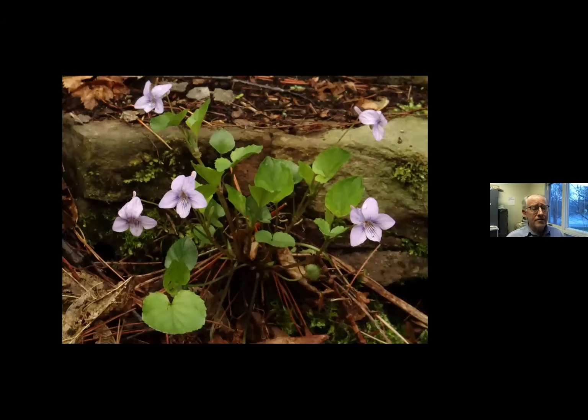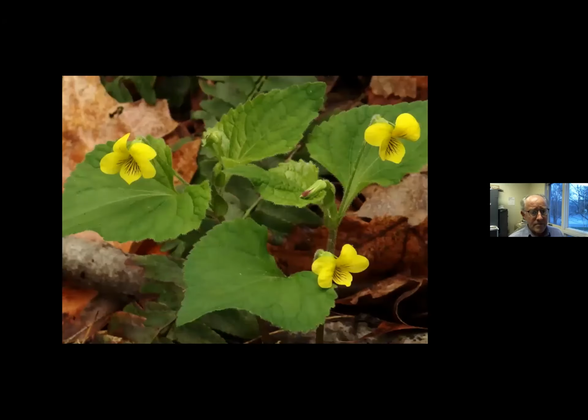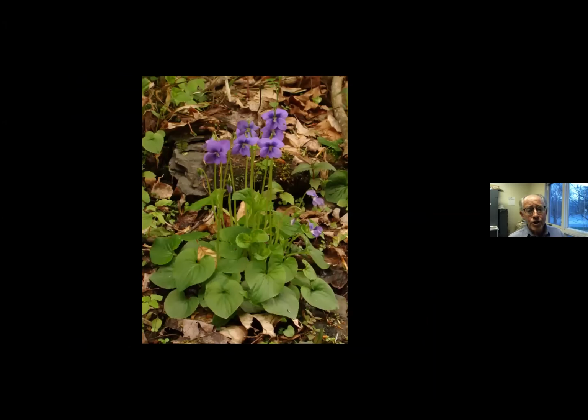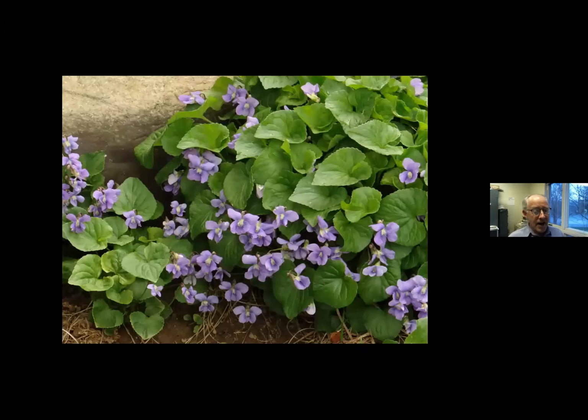Long spurred violet, Viola rostrata. Hairy yellow violet, notice the hairs, Viola pubescens. Marsh blue violet or swamp blue violet, Viola cucullata. The thing to notice about this species is the flowers are about twice as high as the leaves. Not so the common blue violet, Viola sororia.